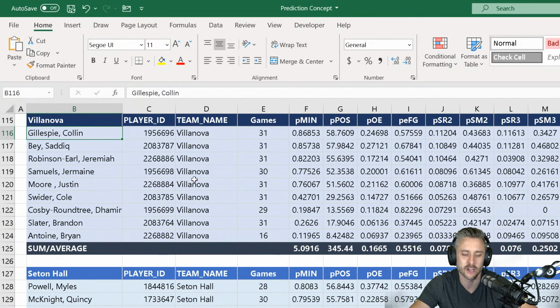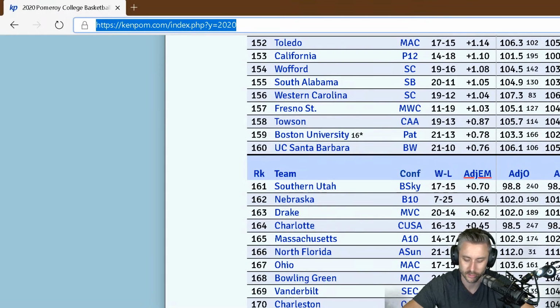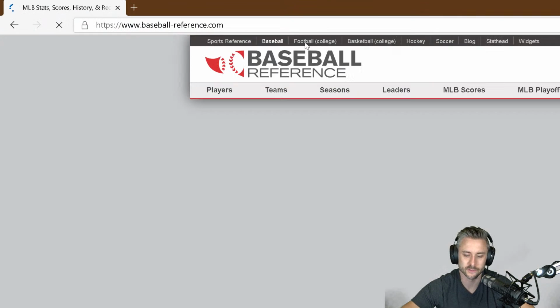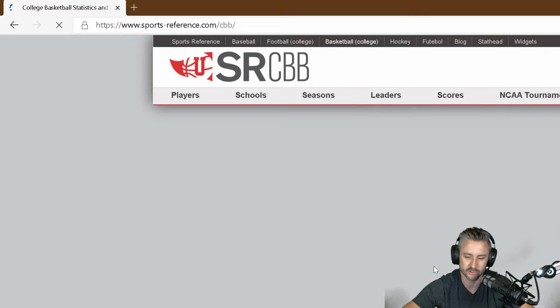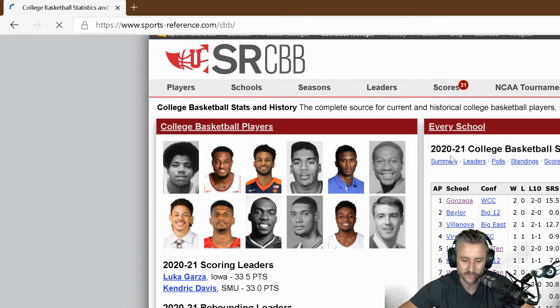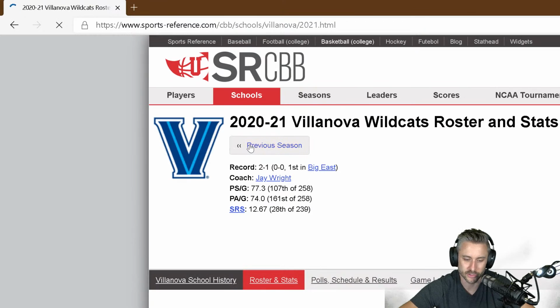Now, there's a way to kind of approximate it, and that's the defensive rating, which is this column right here. The lower, the better. But the problem is, it looks like the guys who play the most have the highest defensive rating, so who knows how accurate this is right here. You know what? I'm going to check something. Because I know Sports Reference does track defensive rating for college basketball, so let me see if that's the case for Seton Hall or Villanova last year.